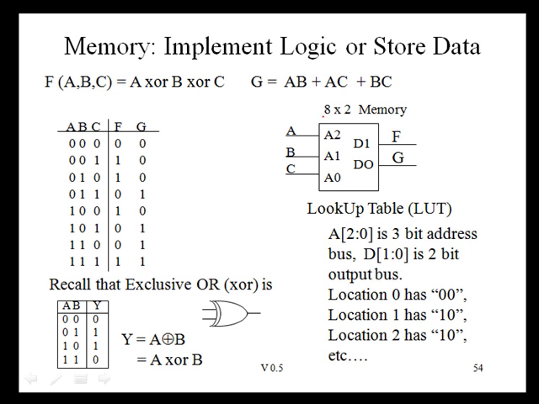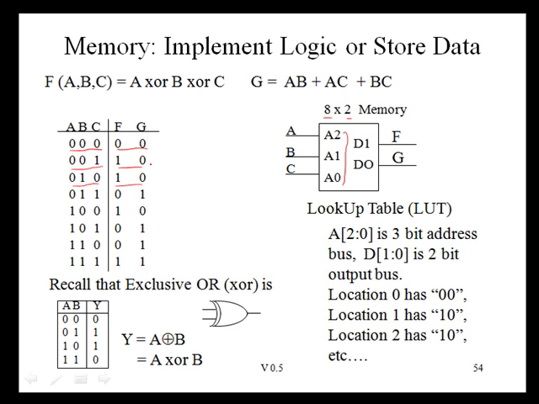In this example memory right here, 8 by 2, we have 3 bits for the address bus to specify one of 8 locations and 2 bits for our data bus, D1 and D0. If this is the memory contents, we'd say location 0 contained the value 00, location 1, 10, location 2 would contain 10 as well, and so forth. So we could consider these things as arbitrary 2-bit wide data.